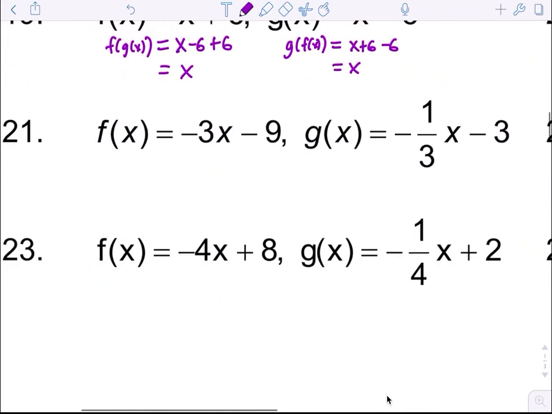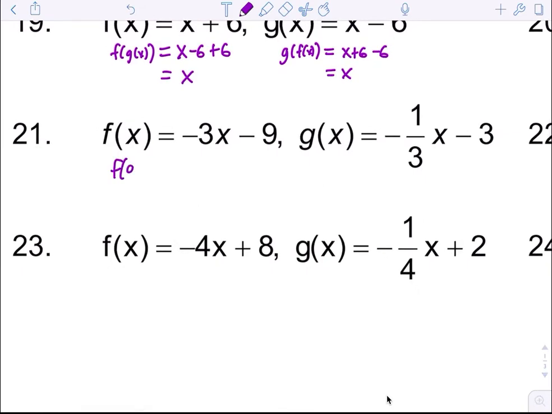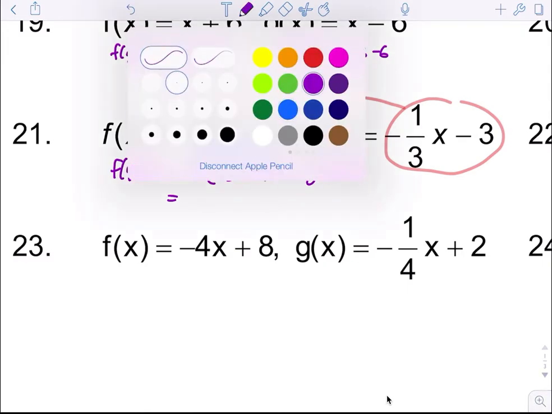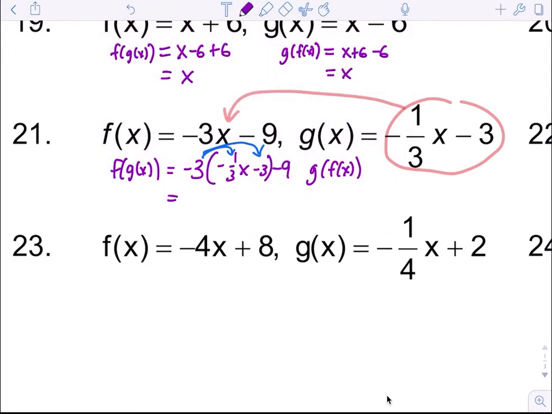Number 21. So again, we have to do f of g of x and we have to do g of f of x. So first, we're going to substitute g of x in for f of x. So we're going to have negative 3 in parentheses, negative 1/3 x minus 3, minus 9. We are going to be distributing. So negative 3 times negative 1/3, you guys, is just 1. So we're just going to have x. Negative 3 times negative 3 is 9. And this is equal to x.